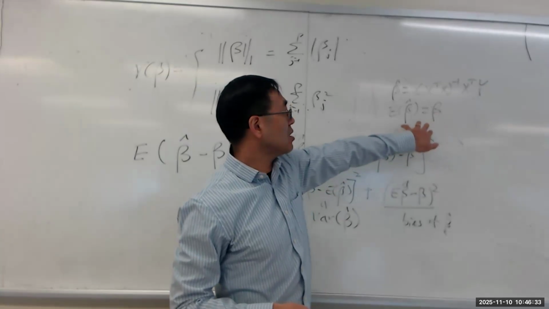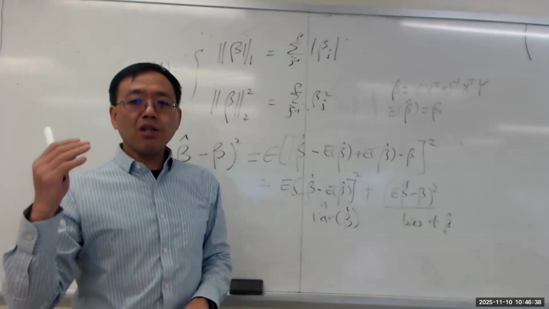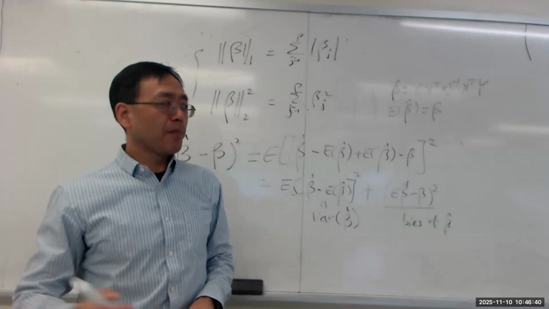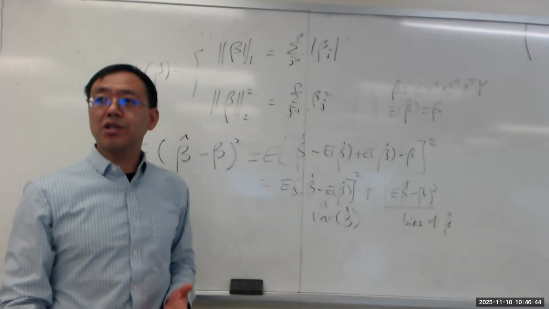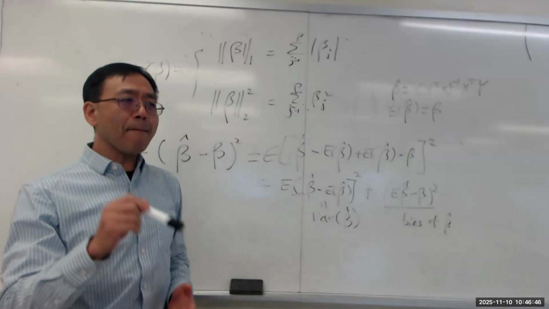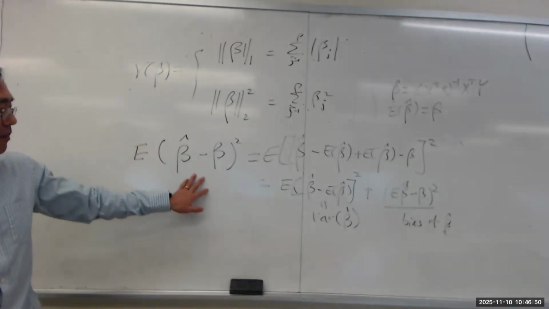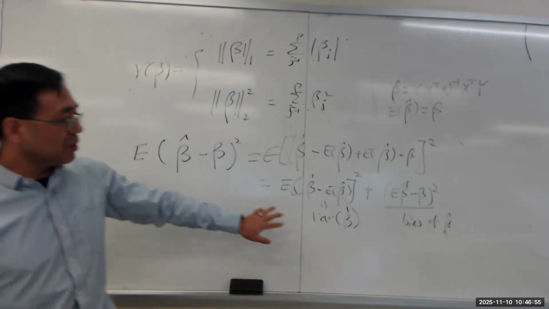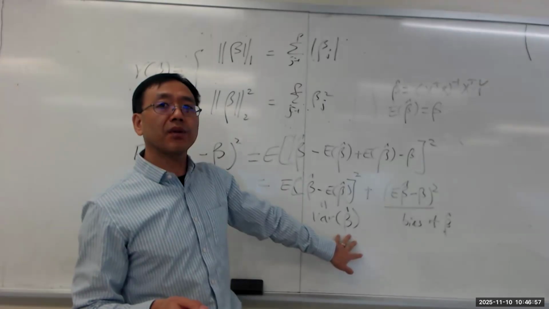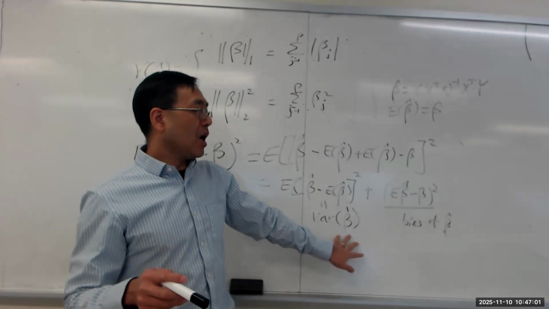This beta hat is called an unbiased estimation. If you have an unbiased estimation, then this bias term goes to 0. So for an unbiased estimator, the expected mean squared error is equal to the variance of your estimation. They are the same.